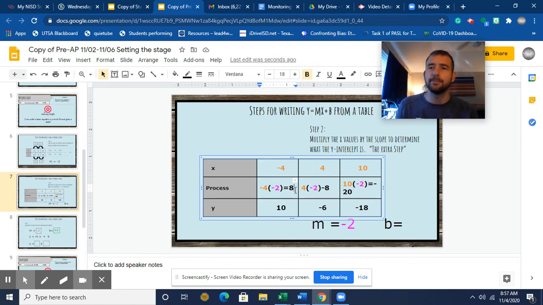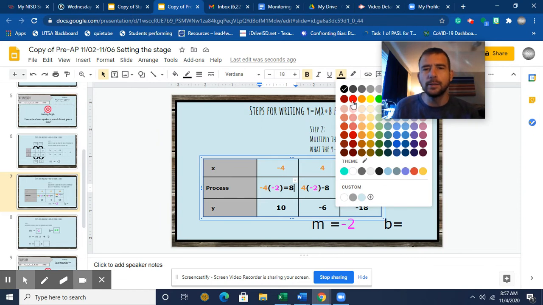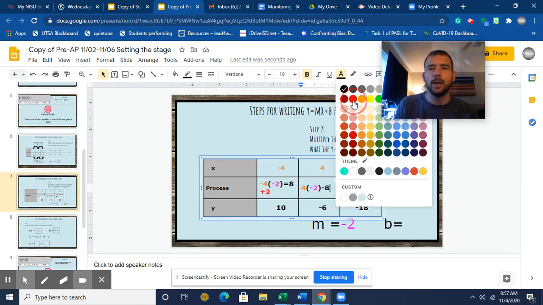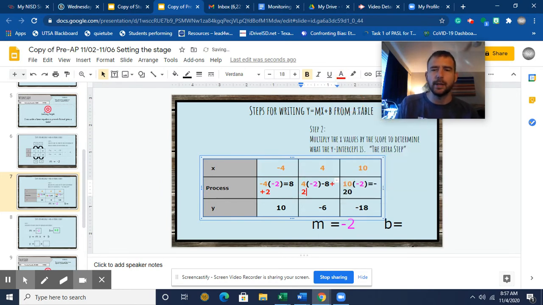So I have this extra step. There's something I have to do in order to get that number to match my y value. I need my value to match my output. And so what we need to do is that extra step. I know that 8 plus 2 is 10. I also know that in order to go from negative 8 to a negative 6, I need to add 2.